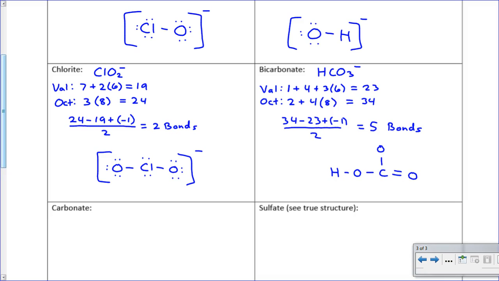Then I just go around and make sure that everything has the electrons that it needs to have octets. All right, so that's done. Throw some brackets around it. It's got a charge of -1, and that one is done.